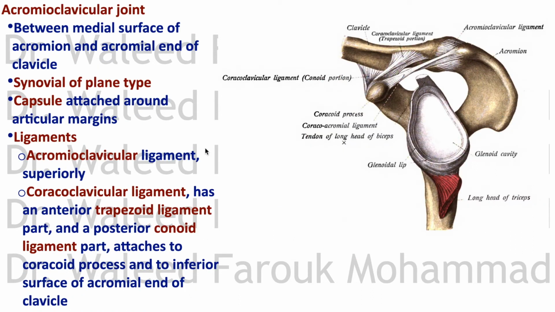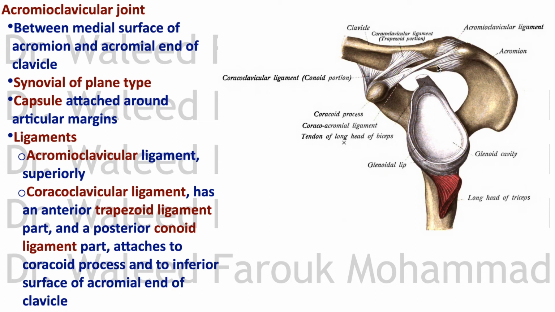Okay, the acromioclavicular joint between the acromion and the clavicle. This is the acromioclavicular joint. It's between the medial surface of the acromion and the acromial end of the clavicle, the flat end of the clavicle. It is a synovial joint of the plane type, and the capsule is attached around the articular margins.